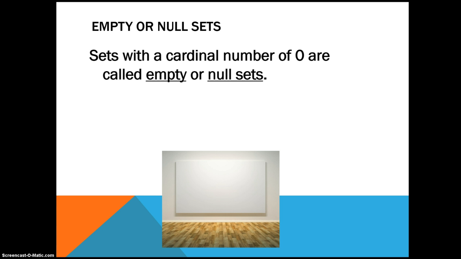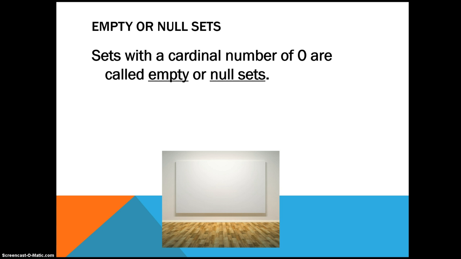Empty or null sets. Sets with a cardinal number of 0 are called empty or null sets. Symbolically, we use a pair of braces with nothing inside of it, or we do a 0 with a slash through it. Please do not put the 0 with a slash through it inside of the curly braces. That's actually the set of empty sets. So we wouldn't want to do that.